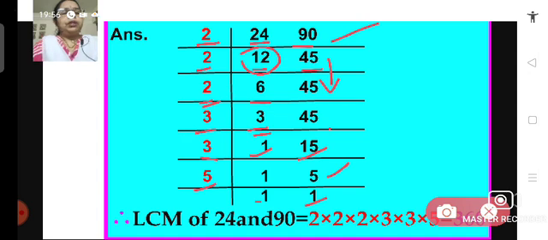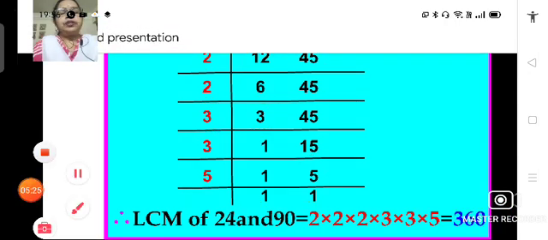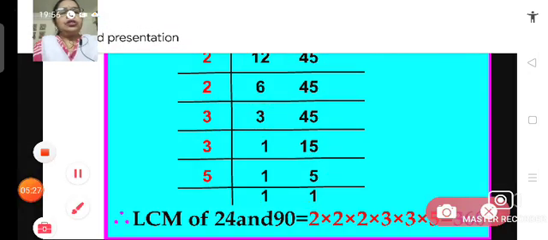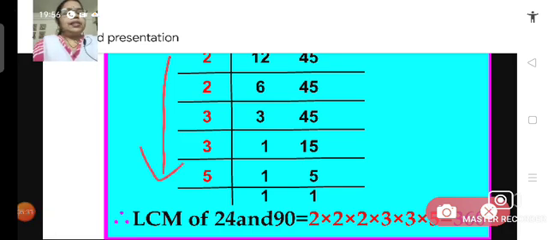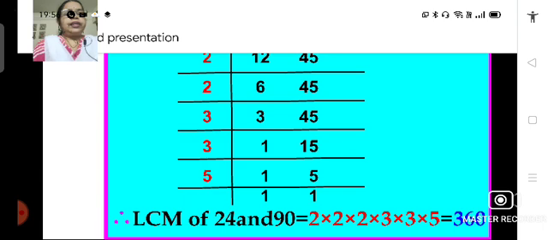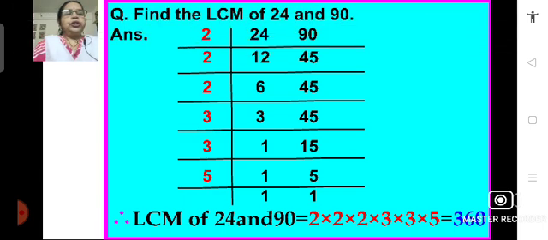And then we multiply all the prime factors here like this, all these prime factors to get the LCM. So the LCM of 24 and 90 will be 2 into 2 into 2 into 3 into 3 into 5. When we multiply these prime factors, we get 360. So LCM of 24 and 90 is 360.